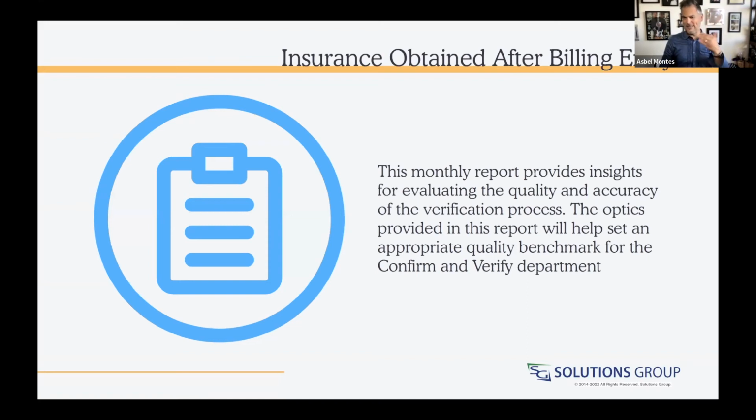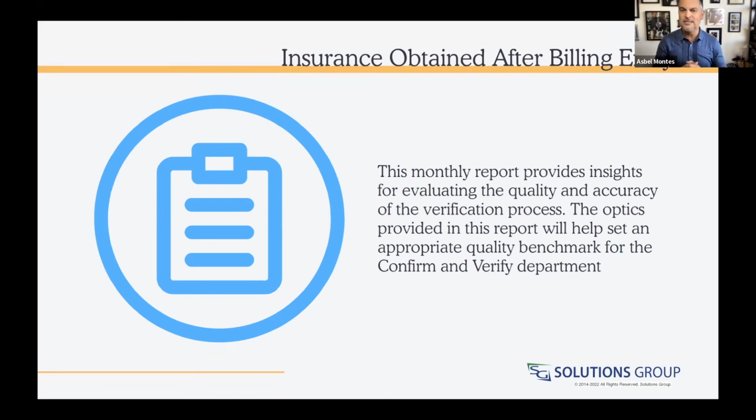Here are some other ways to understand and see this, and this is something I was really big on in the billing piece as well: insurance obtained after billing entry. So if the billing team did everything and then insurance was obtained later on down the road, that gave me a key indicator that maybe my verification processes were broken, something was happening somewhere, and why. It gave me some optics into it from a quality score.